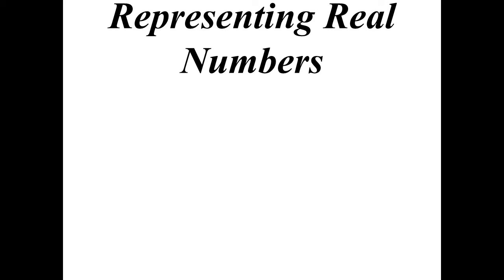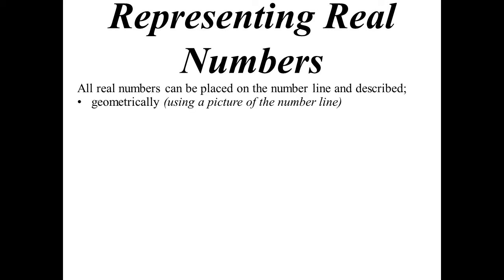All right, so how do we represent our real numbers? Well, as I said the other day, all real numbers can be placed on our number line. So we could describe them geometrically then. And all geometrically means is a picture, because we could draw the picture of the number line and plot the points wherever we'd like them. But we can also describe them algebraically. So we might say x equals this or what have you.